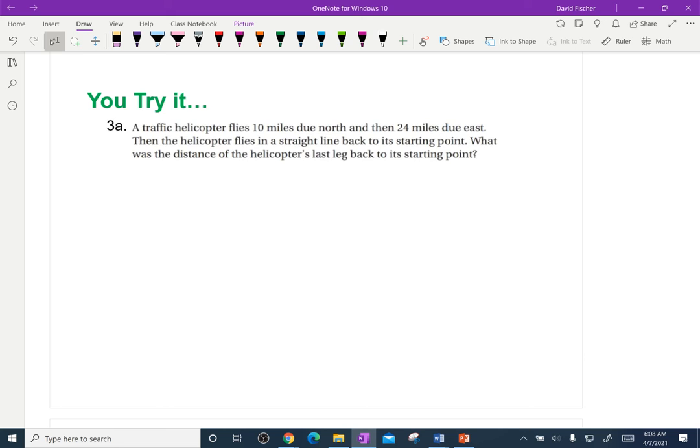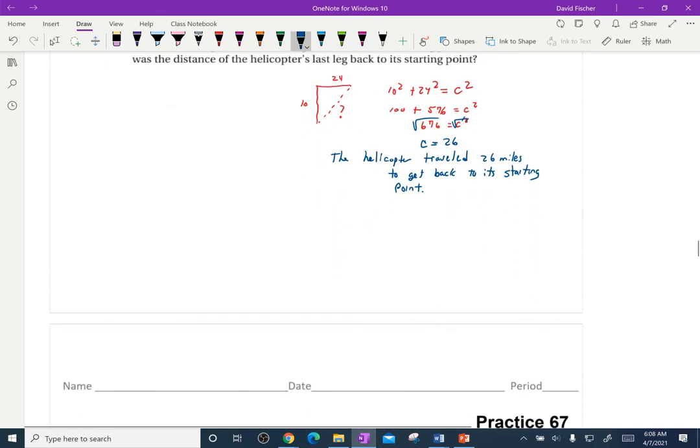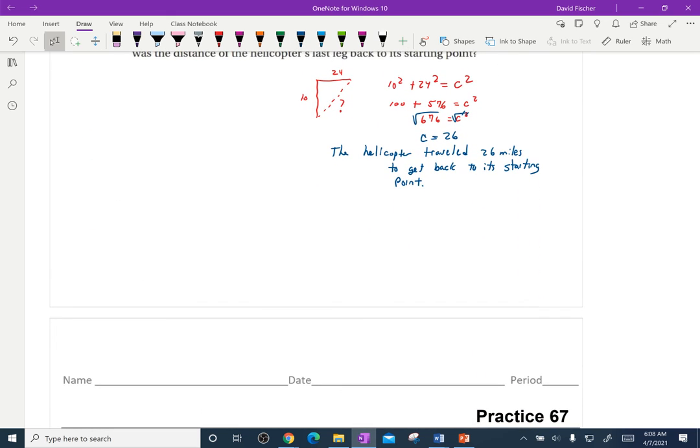There's a helicopter that travels 10 miles due north, then 24 miles due east. So he started here, went this way 10 miles, and then he went 24 miles this way. And the helicopter flies in a straight line back home. We want to know how far he is. Do that problem real quick, and then let's see how you did. All right, let's see how you did. I got 26 miles. Nice even 26 miles from the starting point.